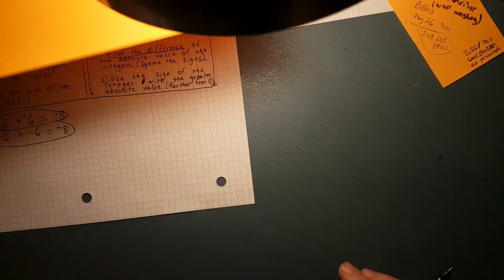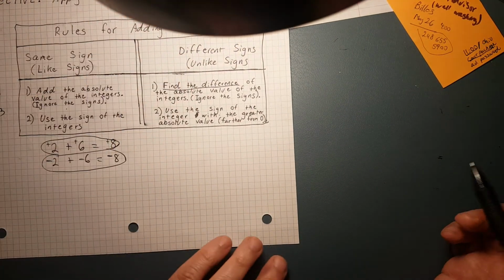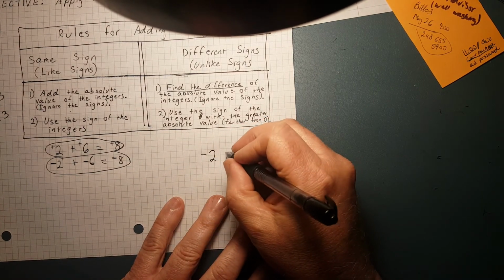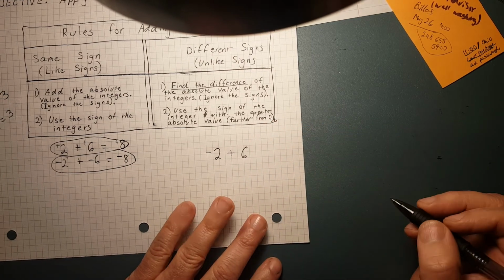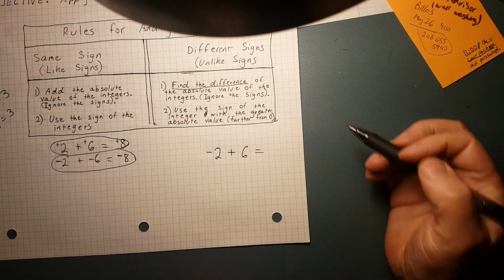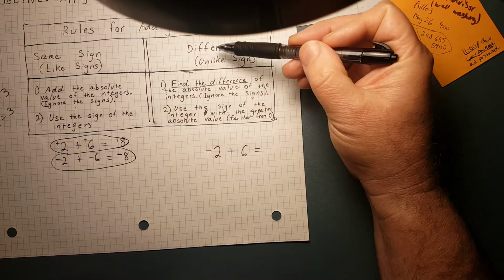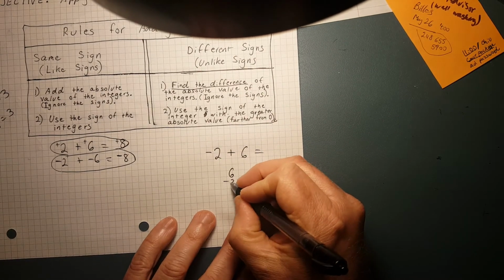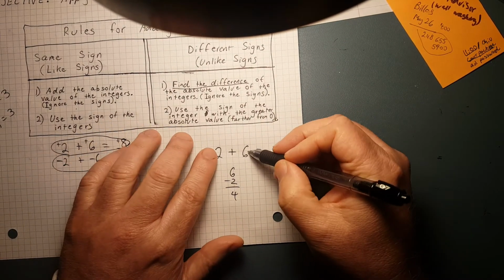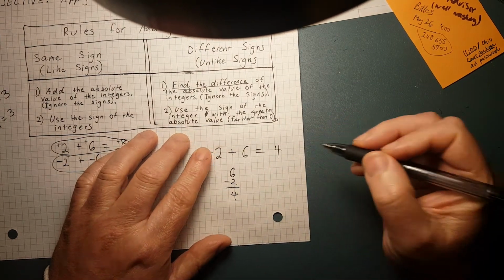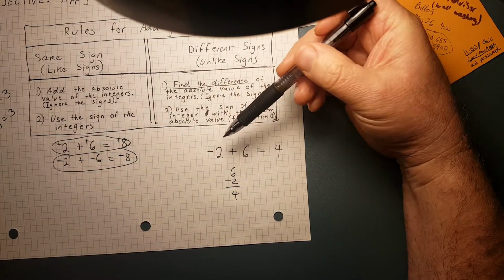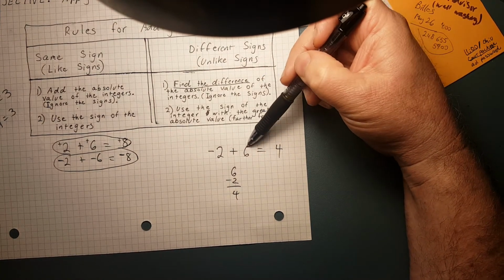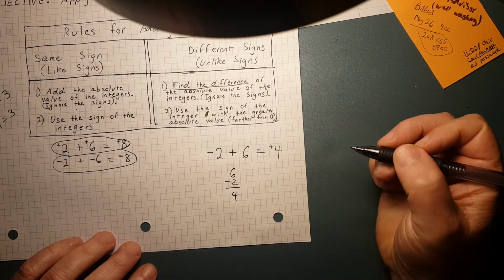So we can try some other ones. We could try something easy like negative 2 plus 6. Step 1: these have different signs, so we're going to use these rules here. Find the difference. You ignore the signs, just do 6 minus 2, and you get 4. Now we have to decide whether to use the positive or negative. What's further from 0, 6 or negative 2? In other words, which has the greatest absolute value? The 6. And it's positive, so the answer is positive 4.